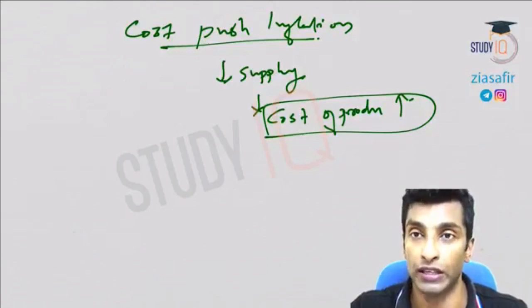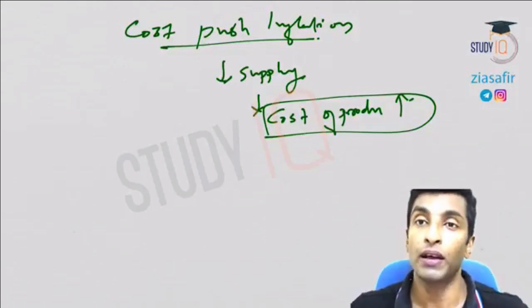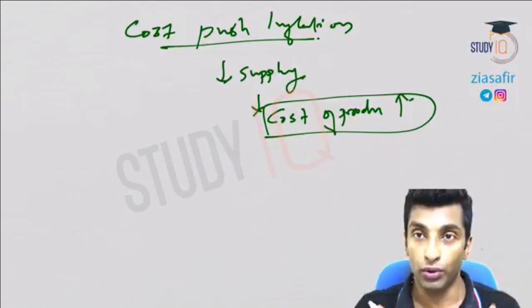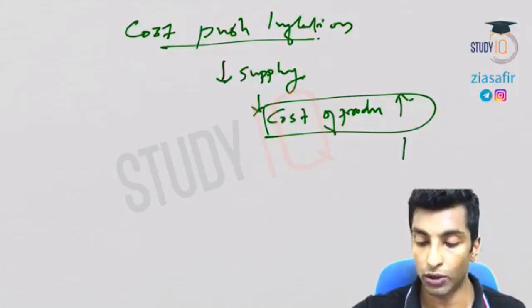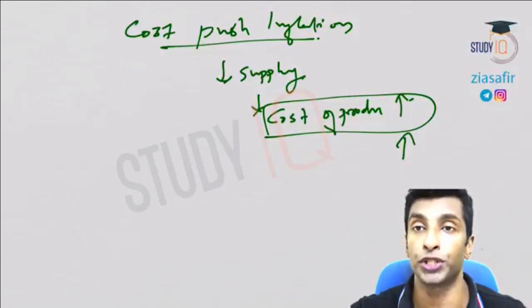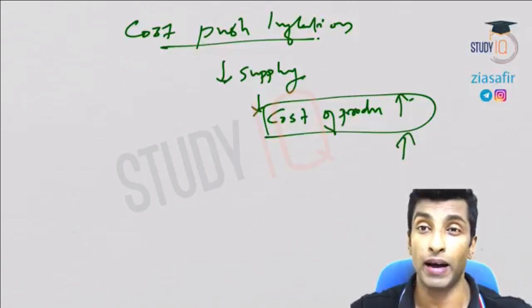If cost of production is increasing, that leads to supply side inflation. That means cost push inflation. If money supply is increasing, demand pull inflation. You need to make a differentiation between those two. Supply side constraint, cost push, that means cost of production is increasing. Money supply increasing, demand pull.